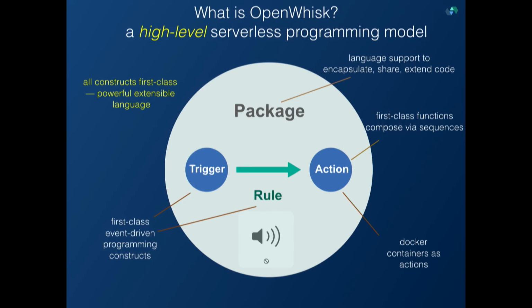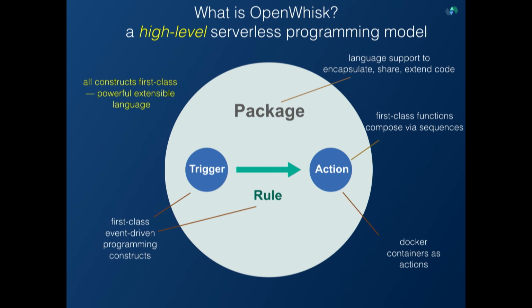First class in programming languages means it's something that you can name. It has a name, you can refer to it, you can store it in data structures, you can pass it around. It can live independently of other constructs. So in OpenWhisk, not just actions, which are sometimes called functions on other platforms, but also triggers and rules and packages are exposed, if you think of it as a programming language, as first-class entities.